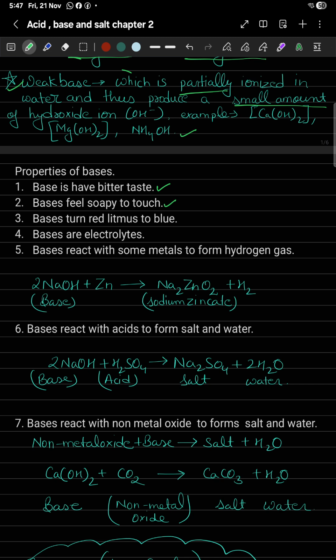Third point is that bases turn red litmus to blue. That is an indication of whether the base is present in your solution or not. If red litmus turns into blue, that is a confirmation that base is present here.